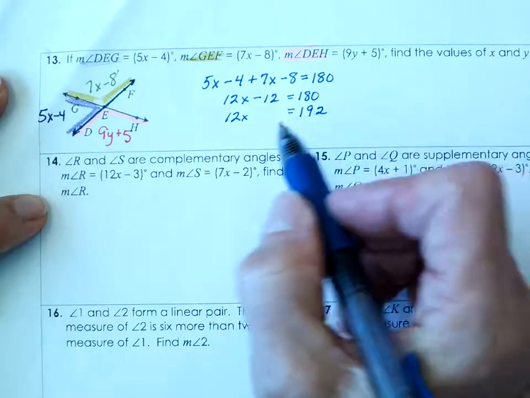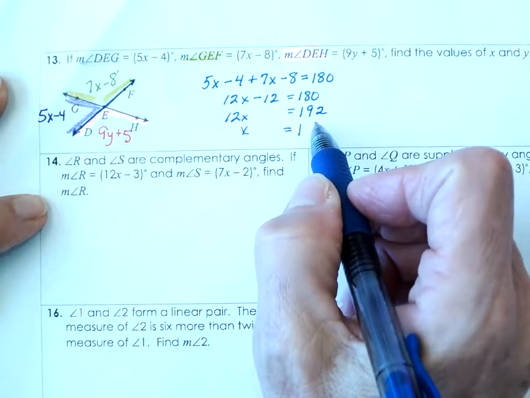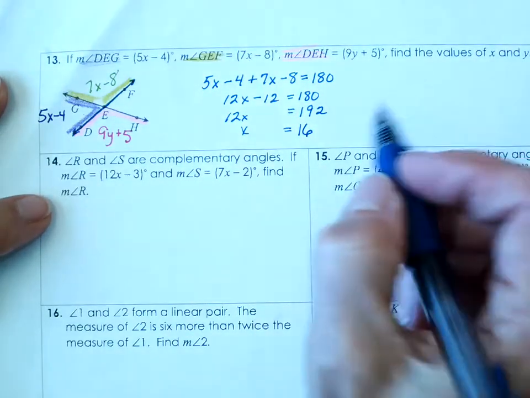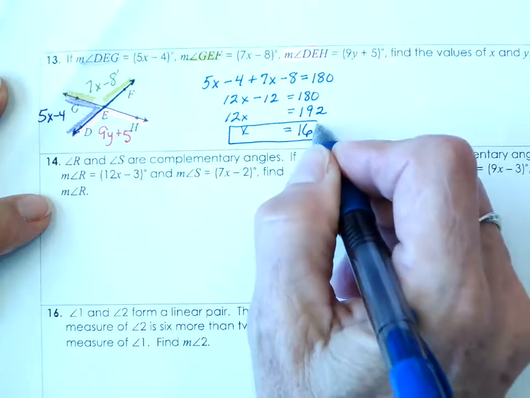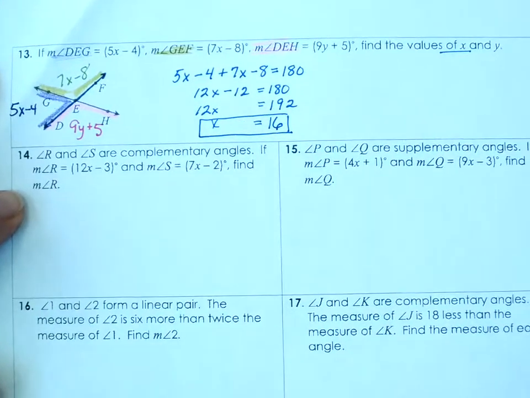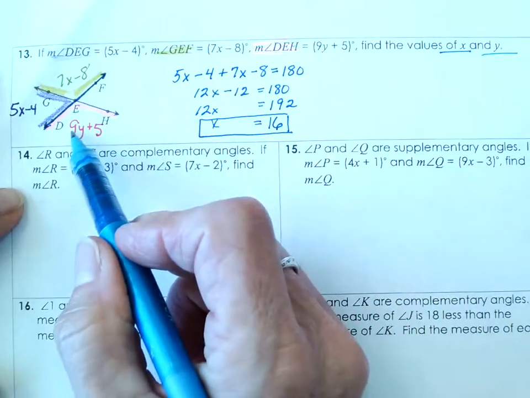I have to divide by 12 on both sides. I have x is 16. Well, that's part of the problem. We found x, now we have to find the y value. So y, here's the y value.